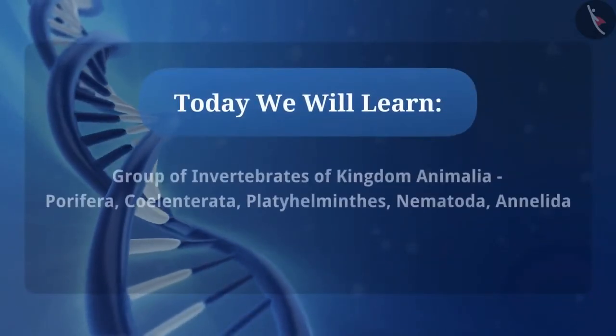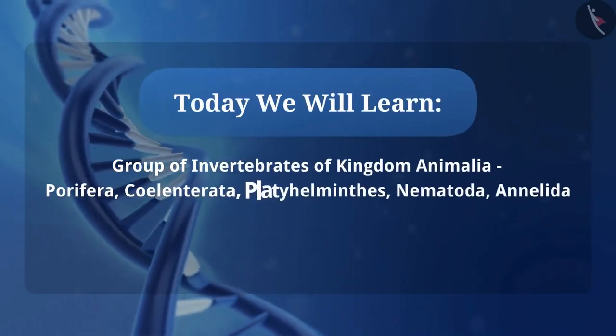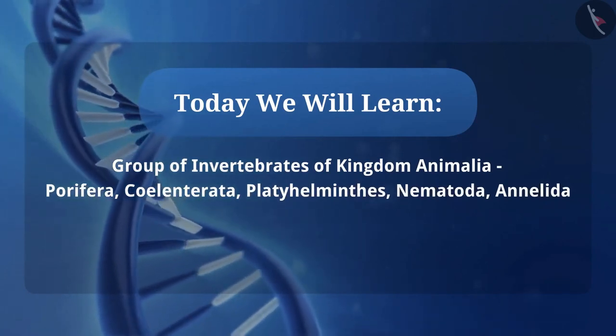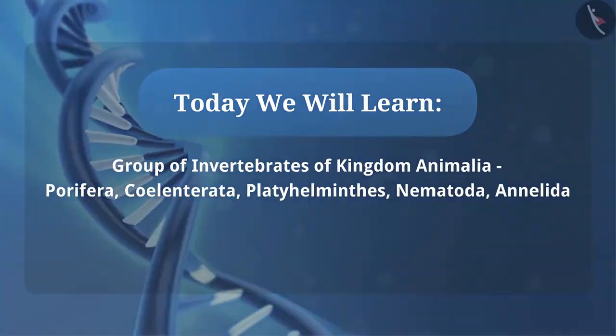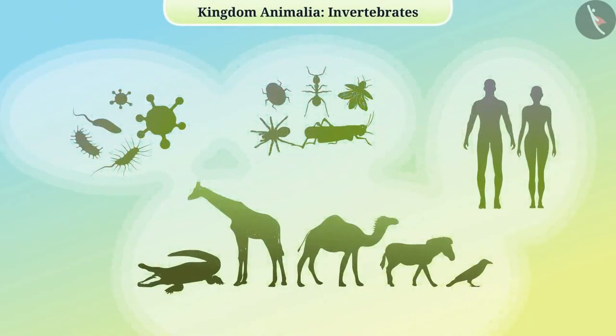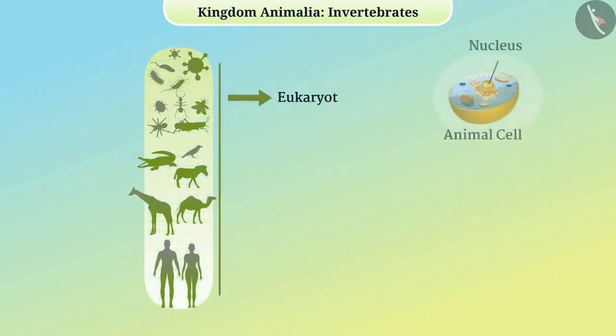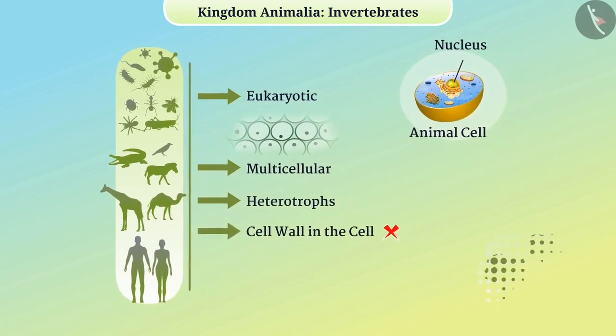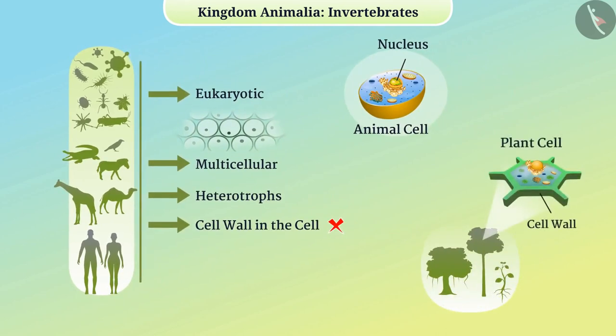Today we will learn about Porifera, Coelenterata, Platyhelminthes, Nematoda, Annelida, groups of invertebrates of kingdom Animalia. Many animals are seen all around us. Classification of these is necessary for studying them. Virtually all animals are eukaryotic, multicellular, and heterotrophs. Their body is definitely made of cells, but the cells of their body do not have a cell wall like cells of the plant body. Most animals are movable, that is, they can move from one place to another.